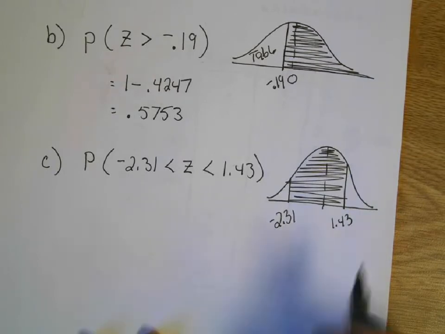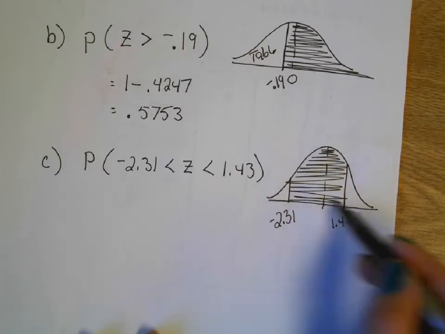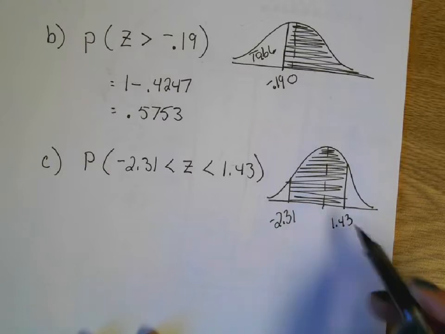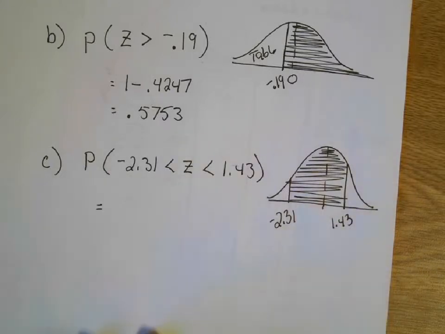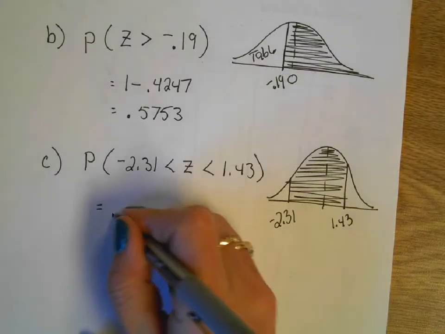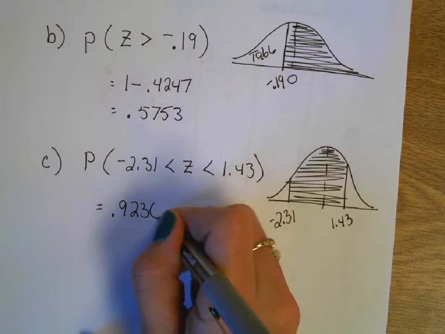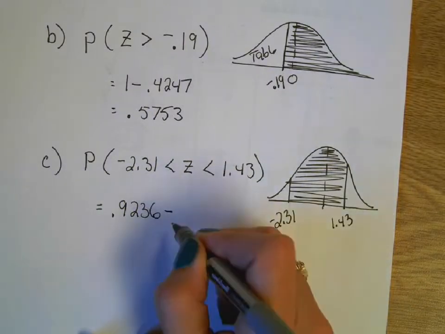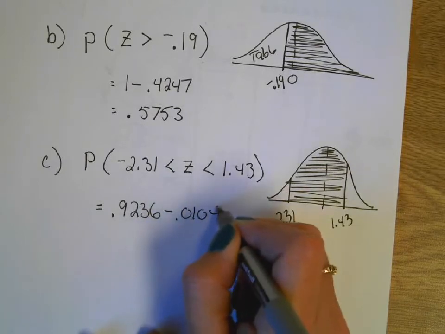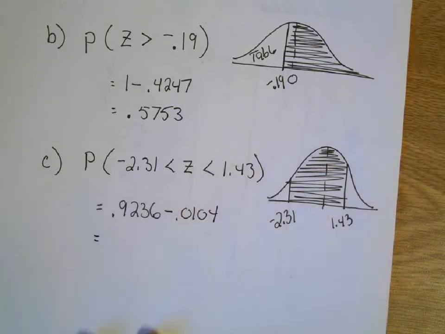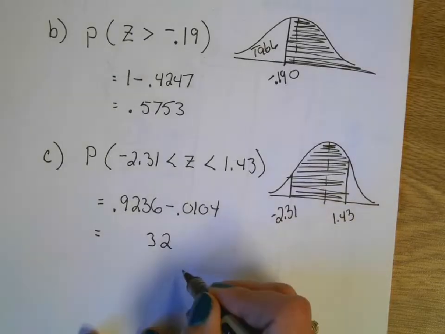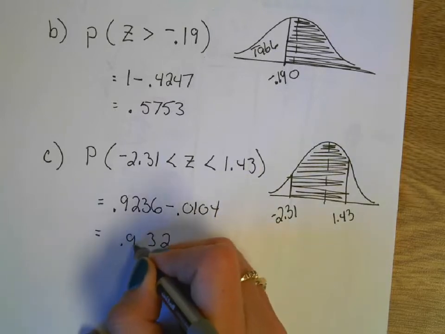Okay, so which one are you going to look up first? Which one's going to have the bigger area? The 1.43, because that's going to have all the area back there. And then the negative 2.31 is going to have that one. So this one's going to be your bigger one. So the 1.43 area is .9236. And then the negative 2.31 area, 0.0104. And if you subtract, 2, 3, 9, 1. Yes.